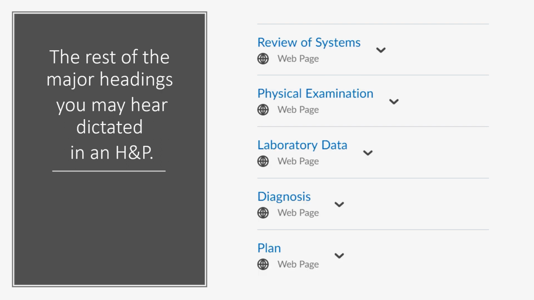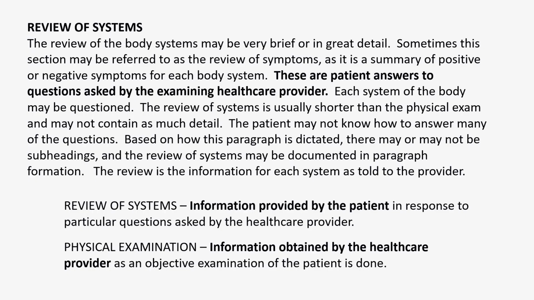Now, the rest of the major headings you may hear dictated in H&P include the review of systems, which has to do with body systems. We'll get into that more. The physical exam, lab data, your diagnosis, and plan. Now, the review of systems, so you have a gastrointestinal system, a genitourinary system, a respiratory system. That's what they're referring to.